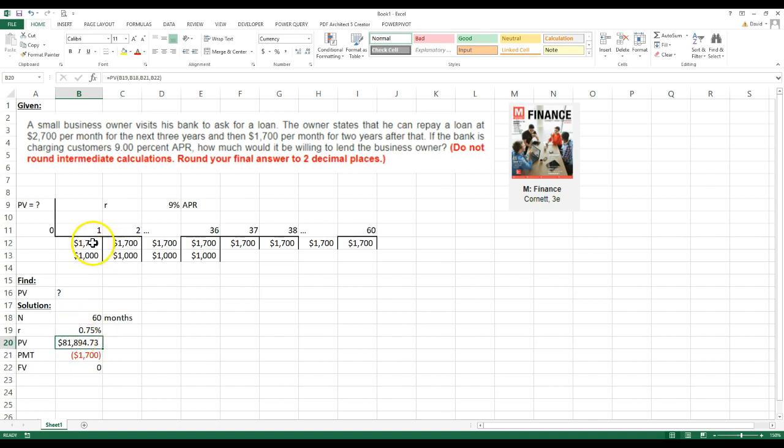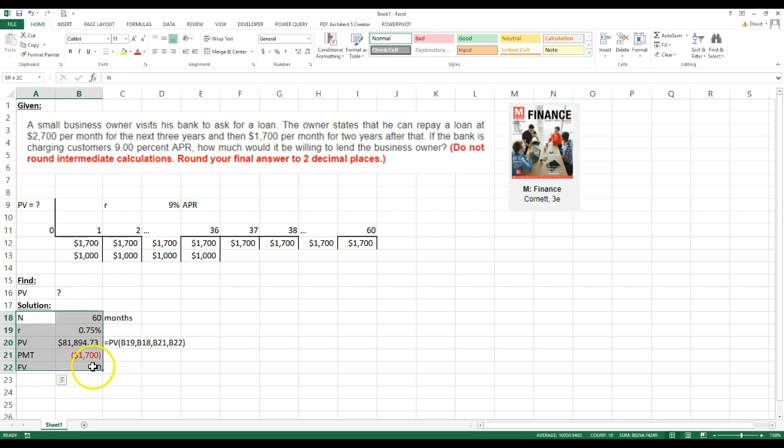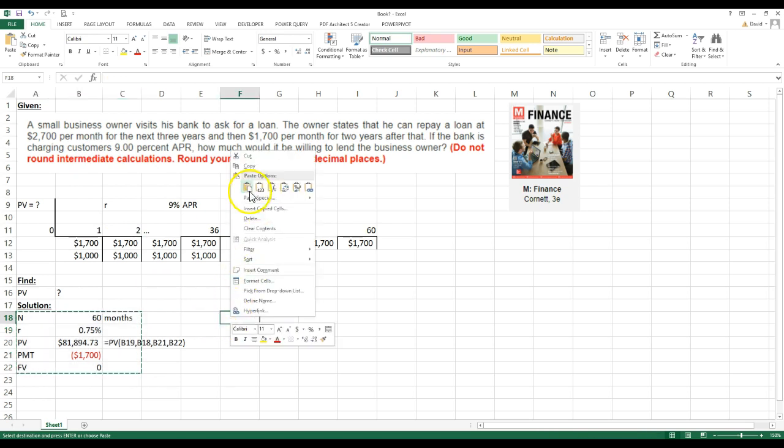So the present value of these 60 $1,700 cash flows at a 9% APR, the present value of those, what those are worth right now, is $891,894.73. Let me go ahead and put the formula in here, equals formula text. Okay, so now we'll do the other one. So I'm just going to copy these. Let me just go ahead and copy everything here. And I'll put it here.